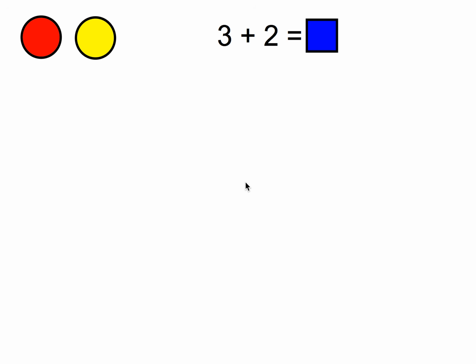Okay, today we're going to look at adding integers using counters. We're going to use red counters to represent negatives and yellow counters to represent positives. We're going to start with an easy one. We're going to start with 3 plus 2, which we know is 5.